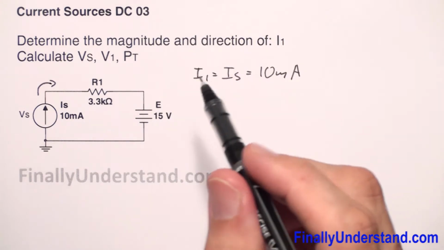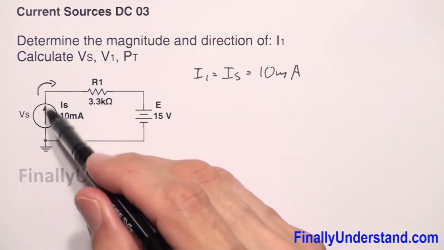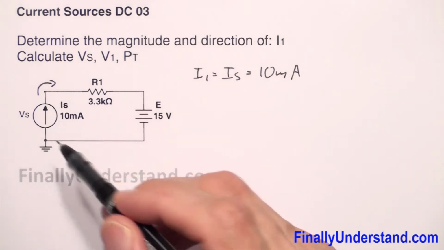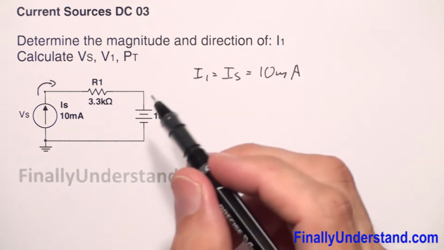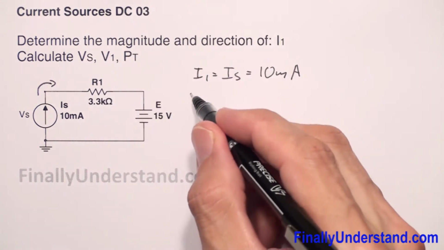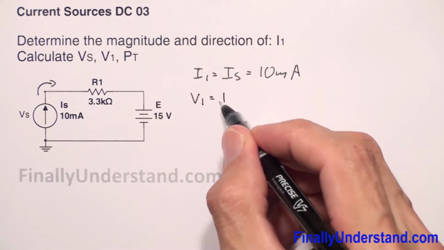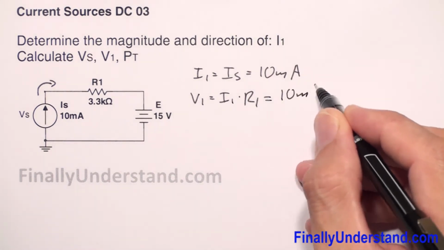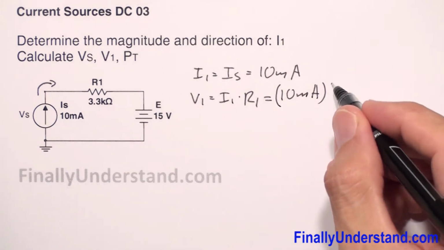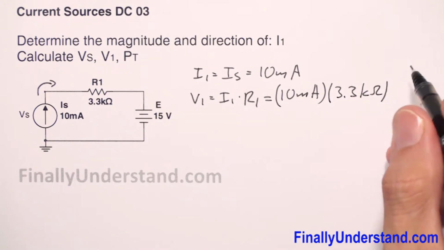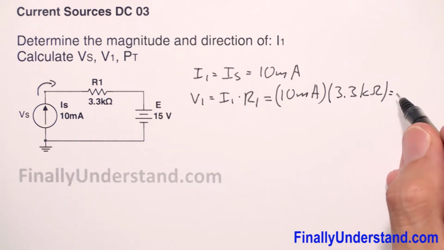Next, we're supposed to calculate Vs, the voltage across my current source. Okay, the voltage between this point and ground. So what I have to do first is find the voltage across resistor R1. So V1 is equal to I1 times R1, where I1 is equal to 10 milliamps, and I multiply this by 3.3 kiloohms. Okay, so this is equal to 33 volts.